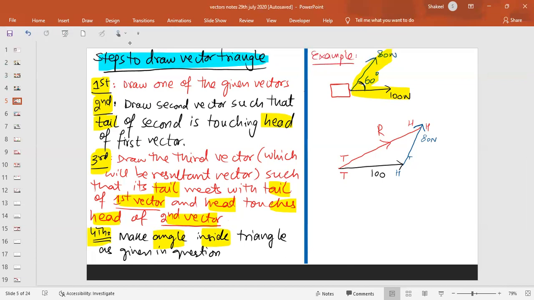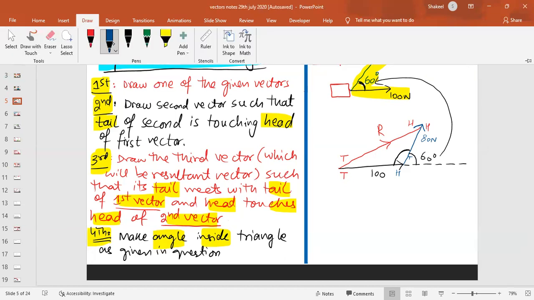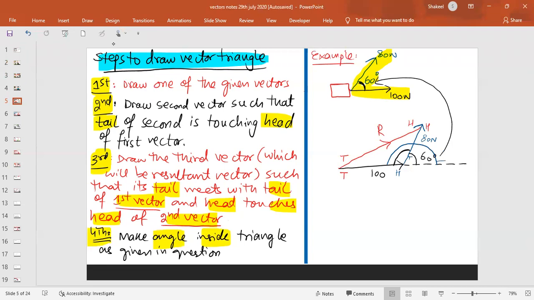This is the most tricky part actually. 60 degree is between 80 Newton and 100 Newton. So let's say if I extend this line of action of 100 Newton, actually this angle was 60 degree as you can see over there. So now if this is 60, how much will this be? Keeping in mind one thing, that the whole of this angle is 180 degree. So this angle will be 180 degree minus 60. So it will be 120 degree. So it means that this angle over here will be 120 degree. So you now got the angle.